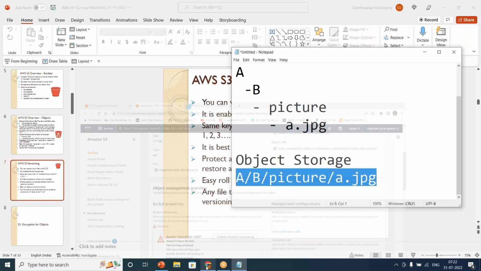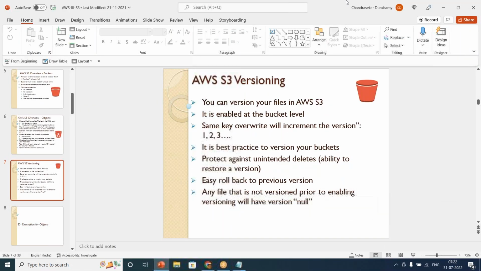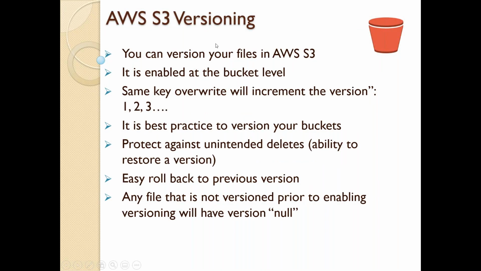This is just how to create your bucket and store your objects. Now let's try to enable versioning. So you can version your files in AWS S3. The versioning is enabled at the bucket level. Once you enable it, you cannot disable it. You can only suspend.